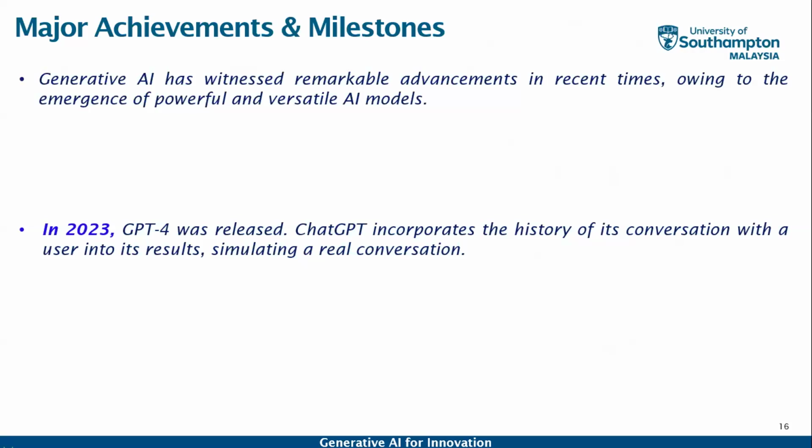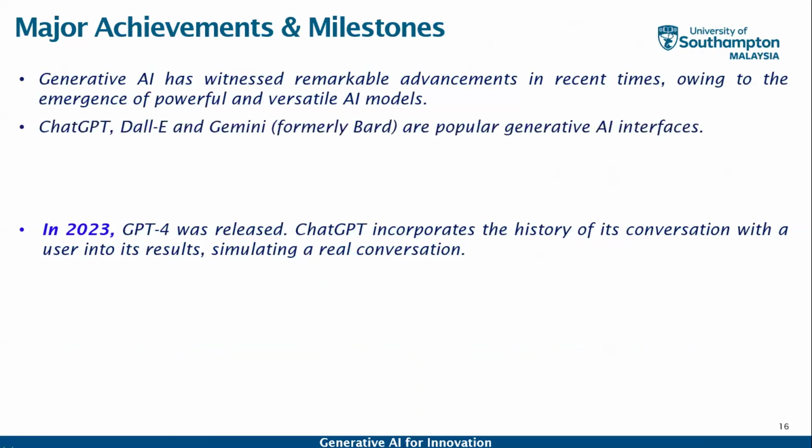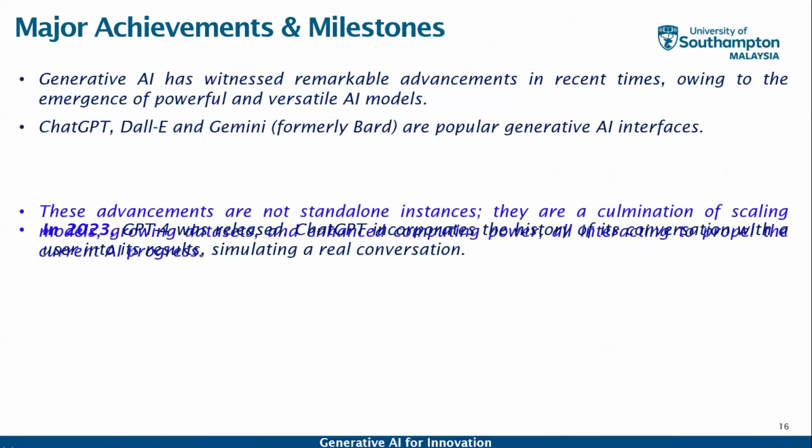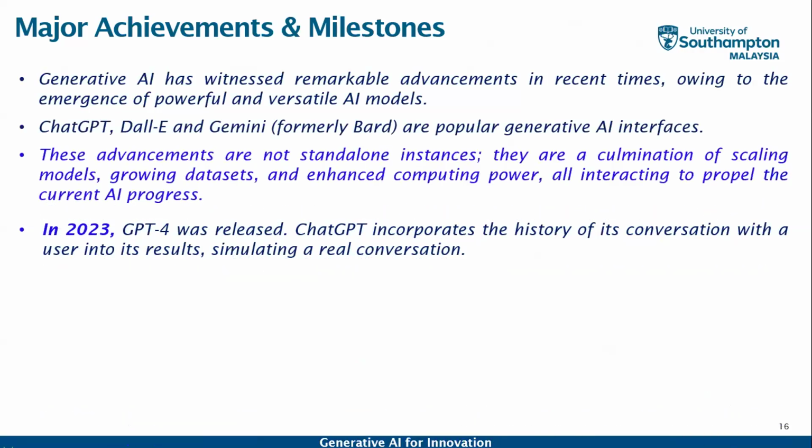The generative AI has witnessed remarkable advancements in recent times, that every one of you already knows, right? And with respect to this, I already gave a few points. These are the existing open source models. And a few advantages: these advancements are not standalone instances, they are culminating in scaling models, growing data sets, and enhanced computing power, all interacting to propel the current AI progress.